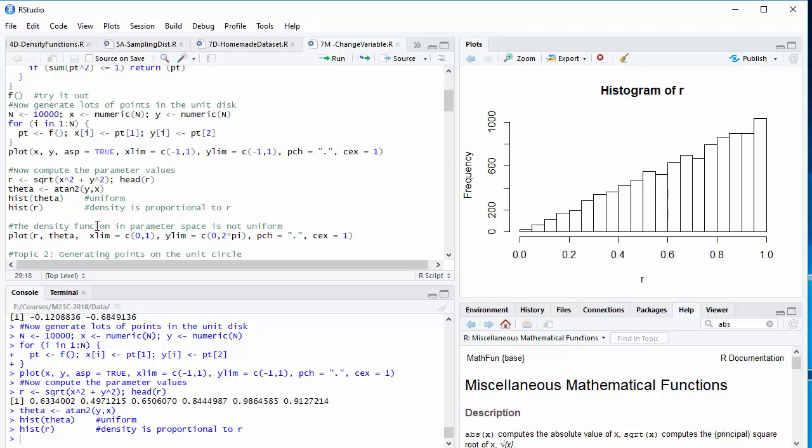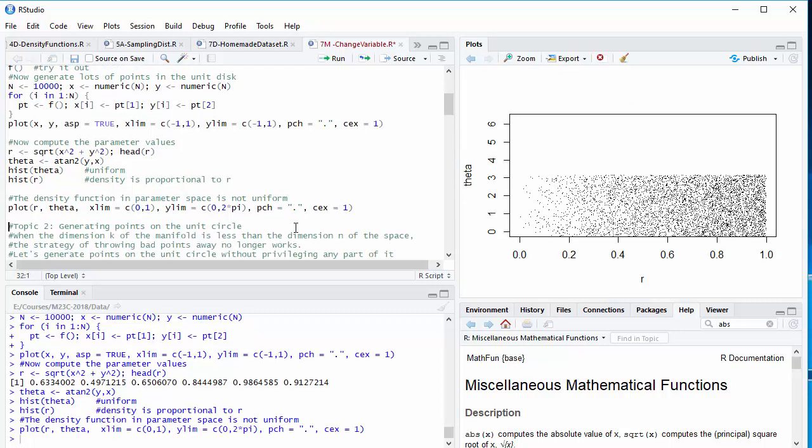And in fact, in parameter space, the density function isn't uniform. We can see that if we do a scatter plot of r and theta. You'll see in parameter space there are many more points when r is close to 1 than there are near r equals 0, and that makes good intuitive sense. Points where r is close to 0 give us points in the center of the circle. There's not much area there, so we want to suppress small radii.